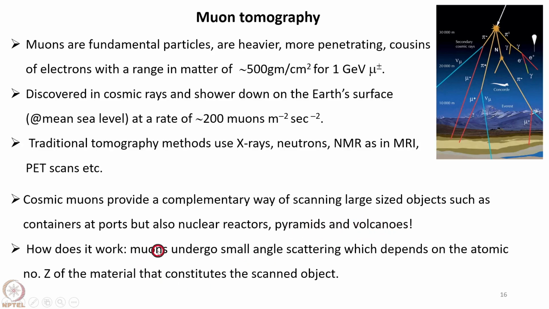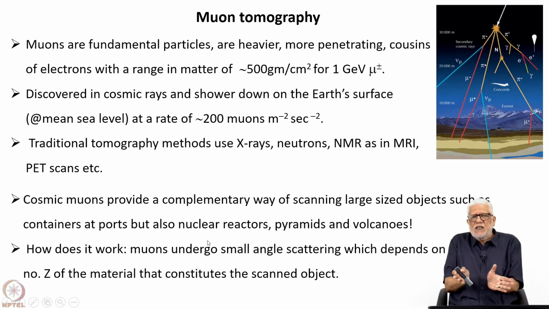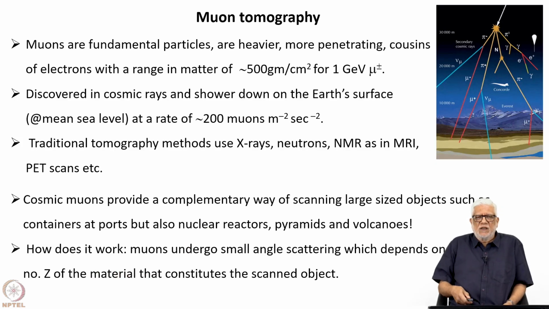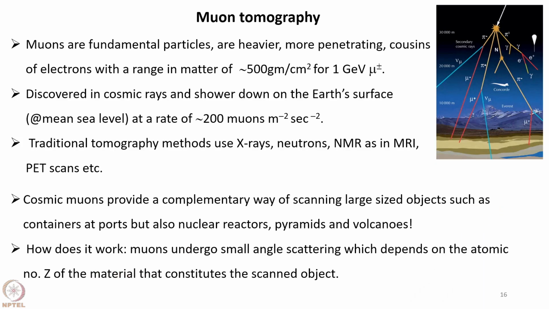How does it work? The principle is the following. Muons undergo small angle scattering, which depends on the atomic number of the material. Okay, so the small angle scattering is more if there is a higher Z of the material, and less if there is a smaller Z of the material that constitutes the scanned object. So you have to basically track the muons before the object and after the object.